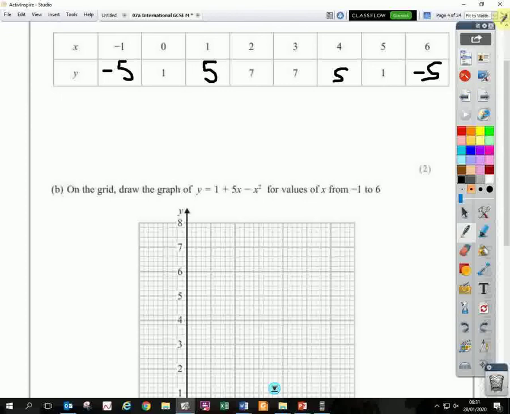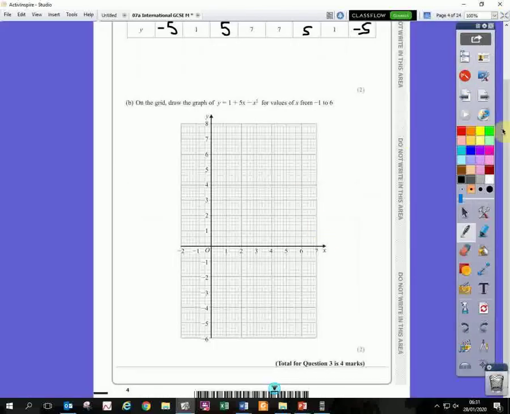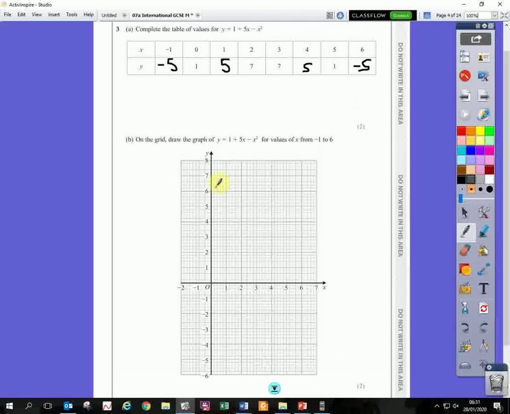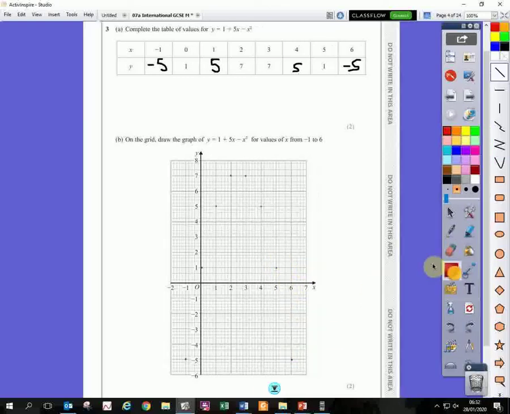And we're just going to plot these points now on the graph. Okay, of course use a pencil for this in case you make a mistake. So negative 1 goes to negative 5. 0 to 1. 1 to 5. 2 to 7. 3 to 7. 4 to 5. 5 to 1. And then 6 to negative 5. Okay, that's good. Plot the points.